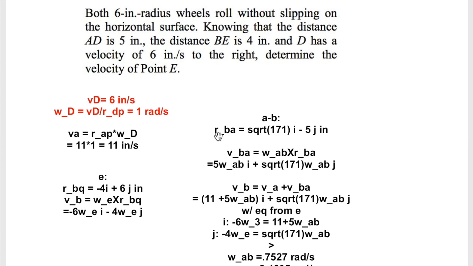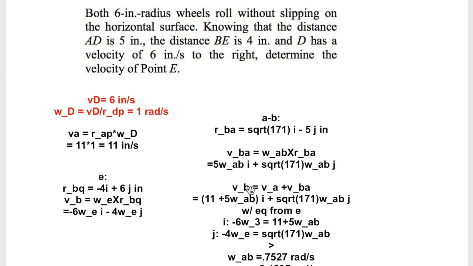We know that the R_B/A equals the square root of 171 i minus 5 j. To find the velocity of the bar, we're going to take the cross of the angular velocity of AB times the radius we just found. And then we're going to get this right here. And we know that the velocity of B with respect to A has to be the velocity of A plus the velocity of BA. We're going to plug that in as well.